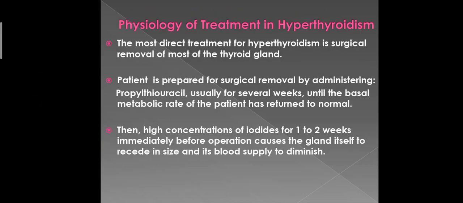The most direct treatment for hyperthyroidism is surgical removal of most of the thyroid gland. The patient is first prepared for the surgical removal by administering propylthiouracil, the anti-thyroid drug, usually for several weeks, until the BMR of the patient has returned to normal. Then a high concentration of iodides for 1 to 2 weeks immediately before operation causes the gland itself to recede in size and its blood supply to diminish.